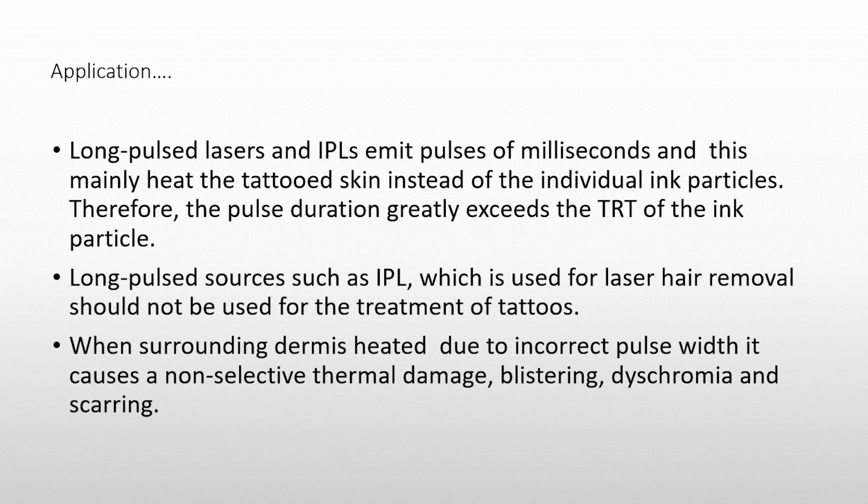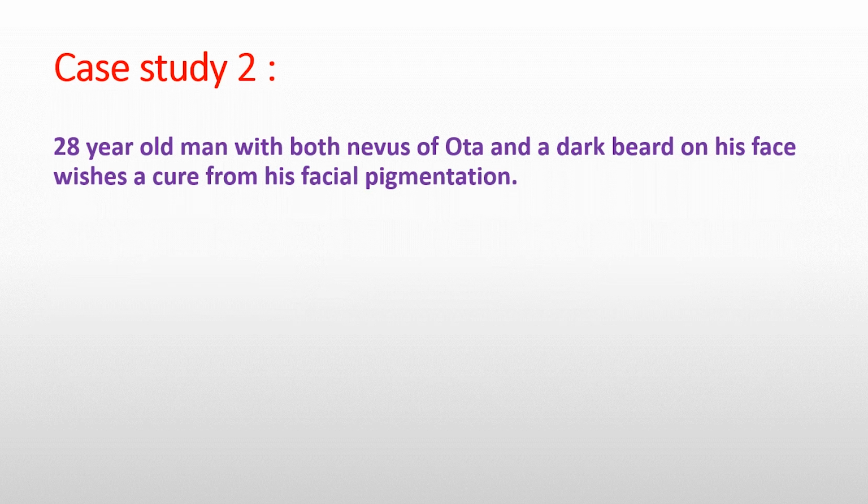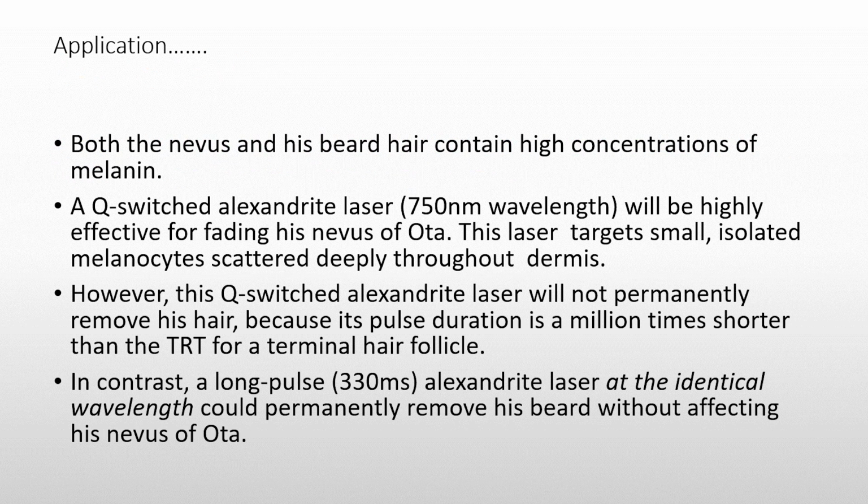The second case study is a 28-year-old man with both nevus of Ota and a dark beard on his face. He wishes to cure his facial pigmentation. Both the nevus and the beard contain high concentrations of melanin. A Q-switched alexandrite laser of 750 nanometers will be highly effective for fading his nevus of Ota. However, the Q-switched alexandrite laser will not permanently remove his hair because its pulse duration is a million times shorter than the thermal relaxation time of the terminal hair follicle.